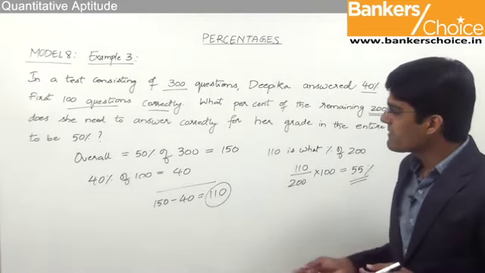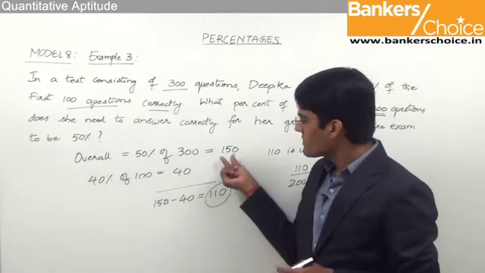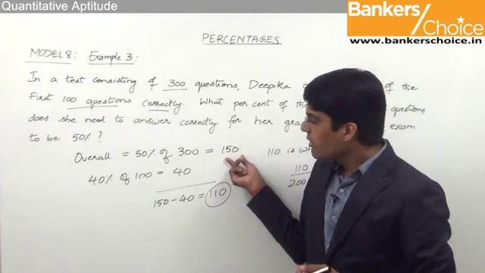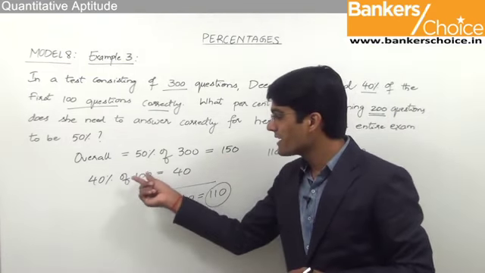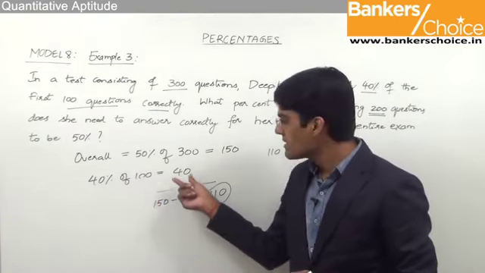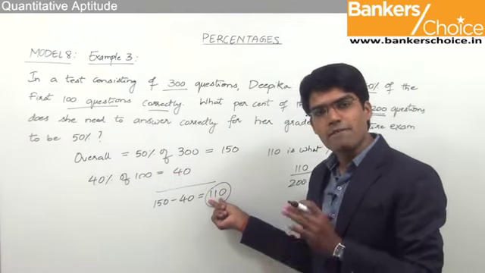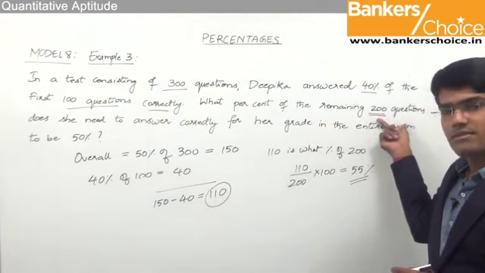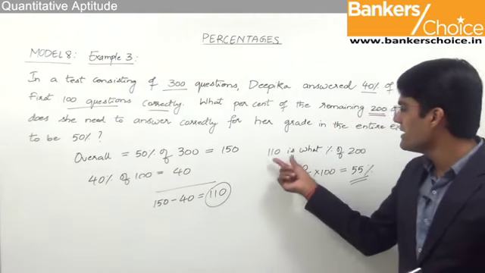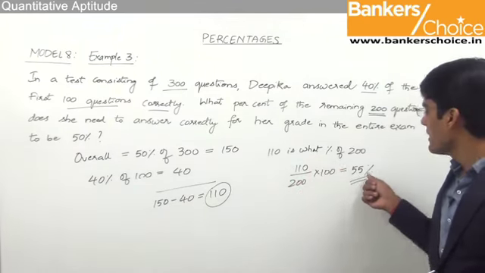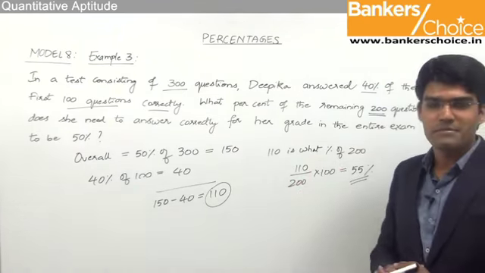So the simple idea here is we know that the overall grade is 50%. So the number of questions would be 150. 150 questions must be answered correctly. Already out of first 100, she has answered 40% of the questions correctly. That means 40 questions are correct. So the remaining 110 questions that are to be correct have to be from the left out 200 questions. So we need to decide this 110 is what percent of 200, which can be taken as 110 by 200 into 100. And the answer comes out to be 55%.